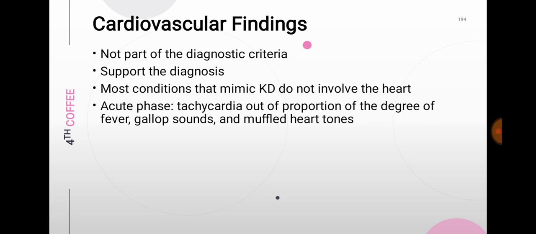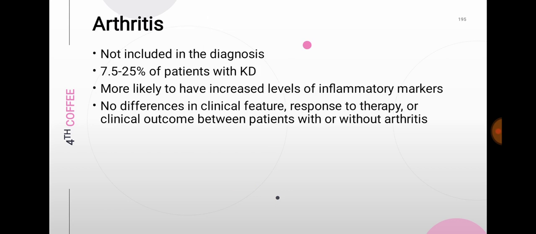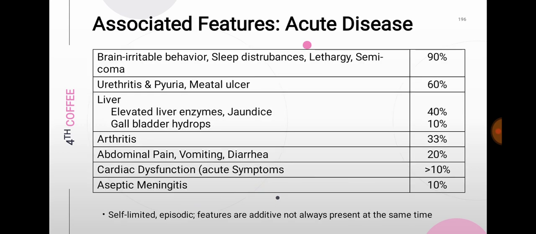Some patients also have arthritis, because it's a widespread inflammation of your vessels. Other signs and symptoms include urethritis, so some patients are initially mistaken as having urinary tract infections, only to later discover the patient has Kawasaki disease. You can also have elevated liver enzymes, arthritis, vomiting and diarrhea, and aseptic meningitis.